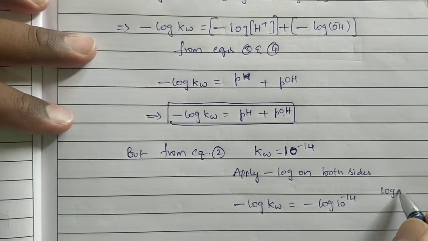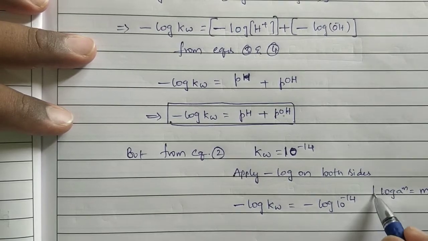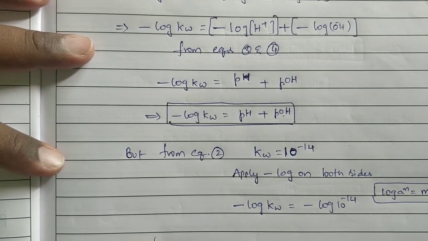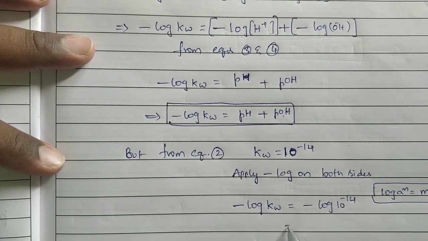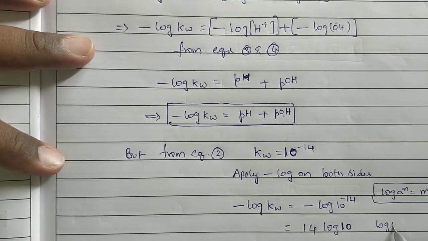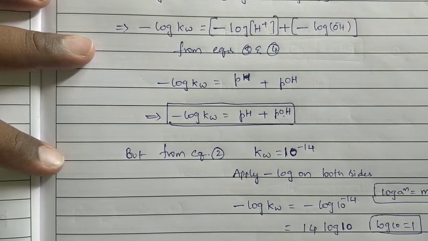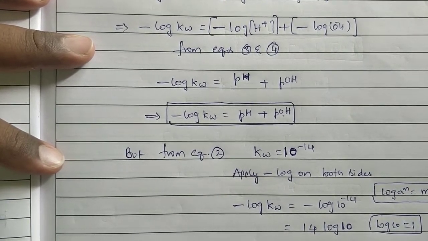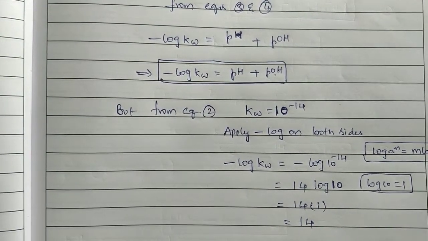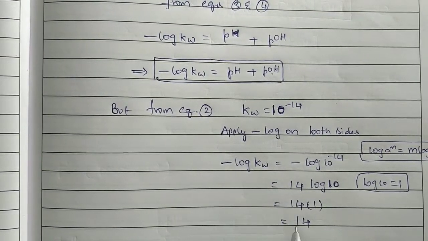This is in the form of log A power m is equal to m log A. We have the logarithm formula: logarithm of A power m is equal to m log A. Then this minus 14 will come here. We will get 14 into log 10. We know that log 10 is equal to 1. Then this one will become 14 into 1 is equal to 14. So minus log Kw is equal to 14.